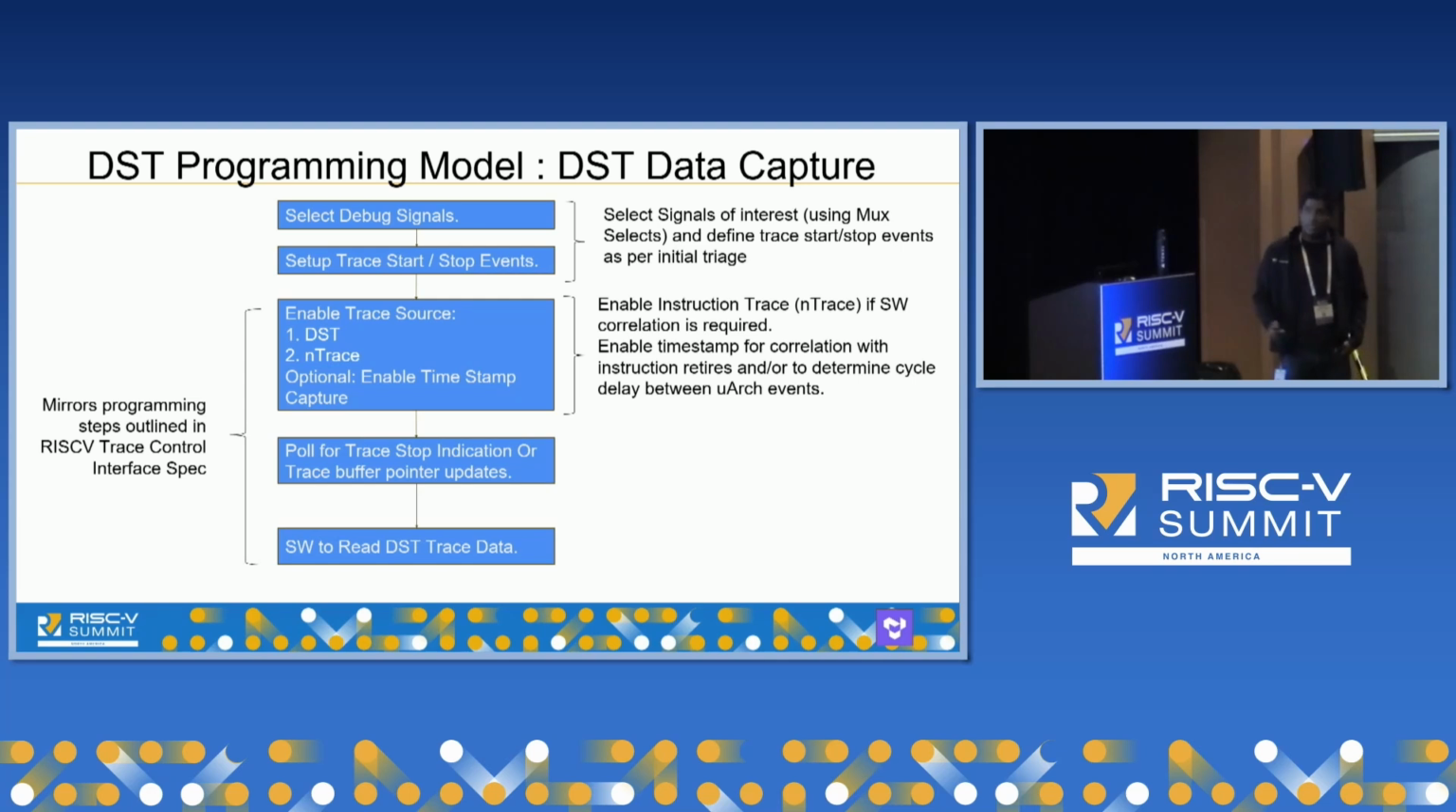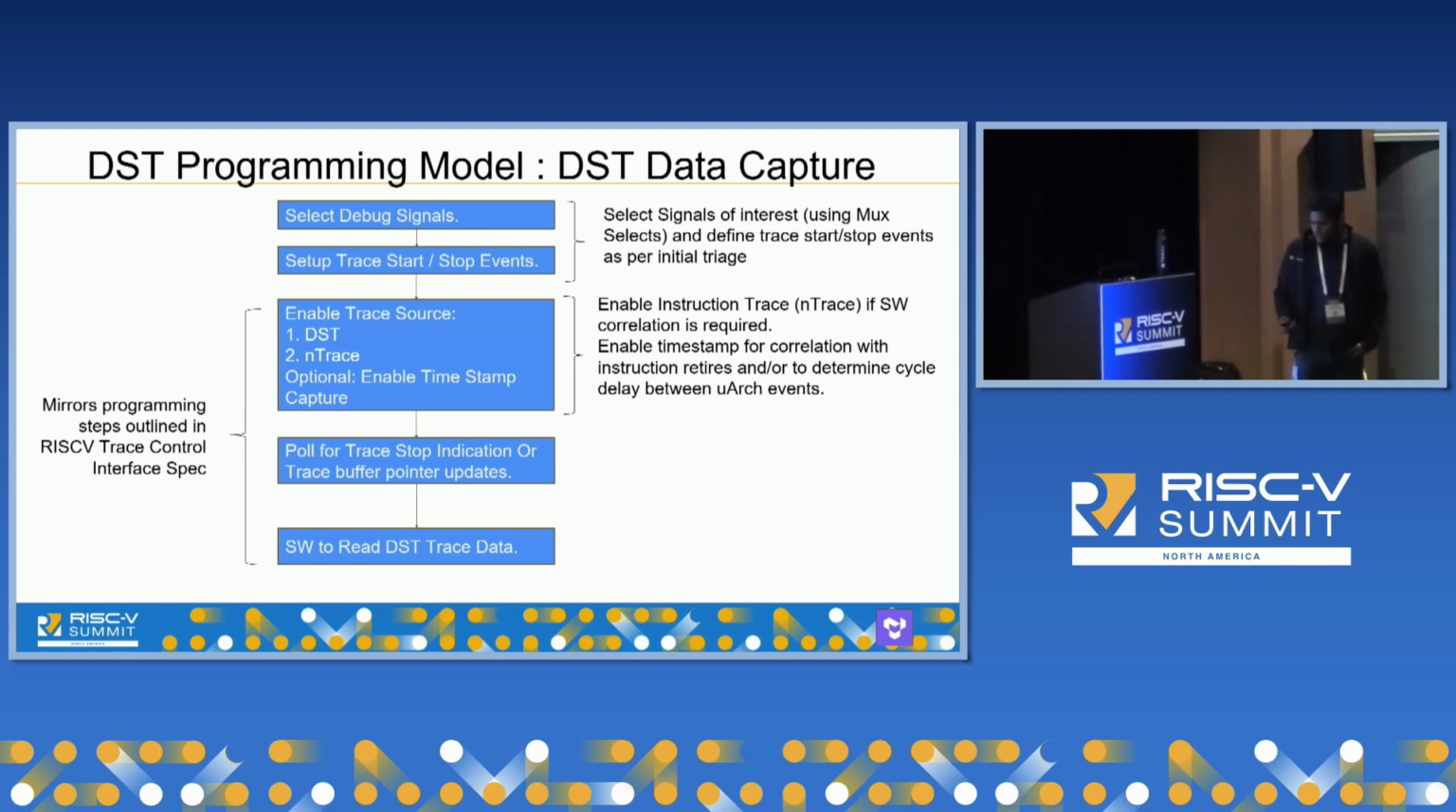Optionally, we can also enable instruction trace if you want correlation with software. When we enable instruction trace, we also enable timestamp. This is where timestamp becomes important, because you can use the timestamp as a common token between the debug signal trace and instruction trace to correlate the two. The rest of the steps mirror what is in the trace control interface spec: we poll for trace stop or trace buffer updates, and software reads from either the trace SRAM or system memory to get the data.